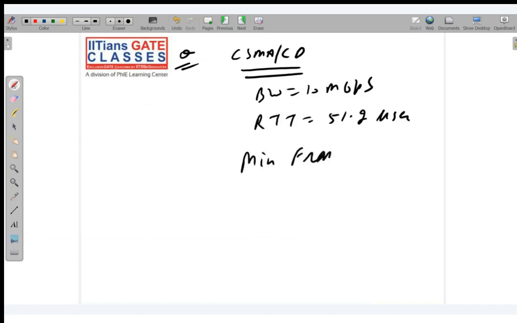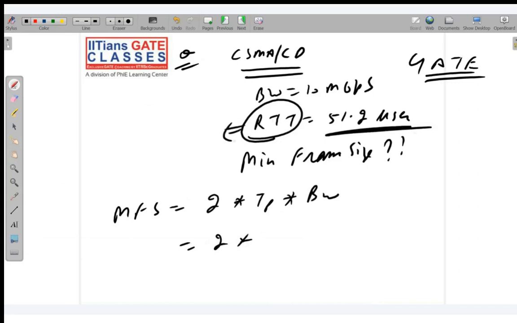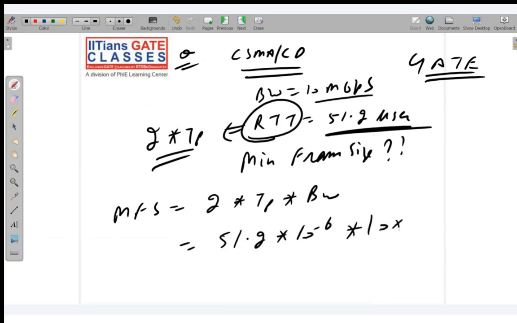This is a GATE question. They are asking for the minimum frame size, so simply apply the formula. Minimum frame size equals 2 into TP multiplied by bandwidth. Now they have given RTT as 51.2, and RTT is nothing but 2 into TP, so no need to worry. Directly write it: 51.2 microseconds means 10 to the power minus 6, and bandwidth is 10 Mbps, 10 into 10 to the power 6. This and this are gone, giving 512 bits.